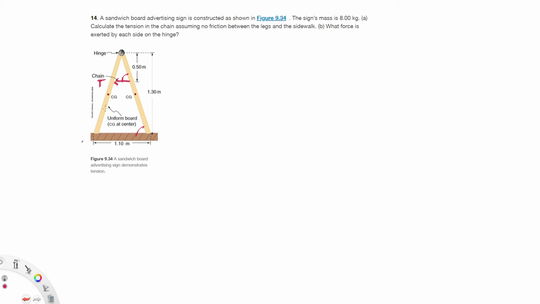Right, so before we do anything else, let's figure out what that angle is. If we draw just half the sandwich board, and we want that angle there. From the diagram, the length of this side is 0.55 meters and the height is 1.3 meters. So the angle is equal to inverse tangent of 0.55 over 1.3.